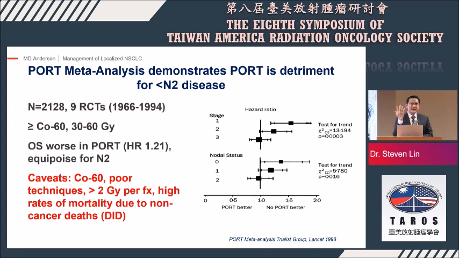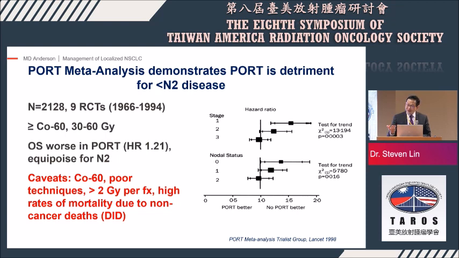There are some caveats, saying, well, these are old techniques, right? Some of these patients received Cobalt 60. There were some poor techniques used. And of course, there were very high rates of mortality due to the treatment itself. A lot of these patients developed and died from cardiovascular as well as cardiopulmonary toxicities. So the question is whether, in the modern era, using modern radiation, that would improve outcomes.